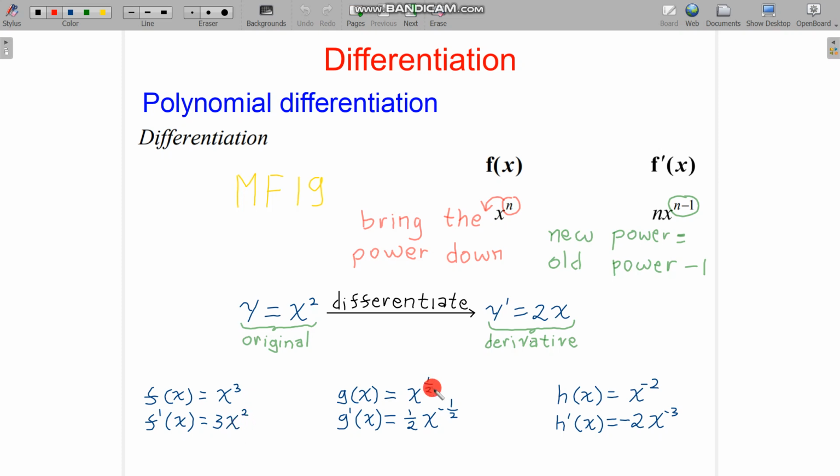If the power is 1/2, bring it down, 1/2 times, the new power is 1/2 minus 1, which is minus 1/2. If the power is minus 2, you bring it down, minus 2 times, the new power is the old power minus 1, minus 2 minus 1, which is minus 3. So that's it.